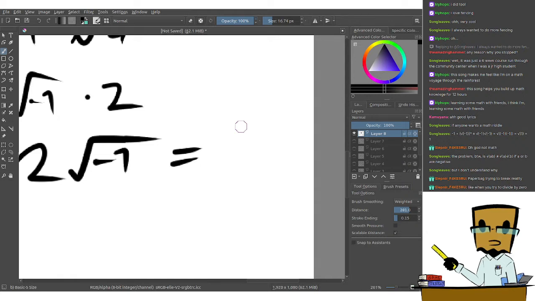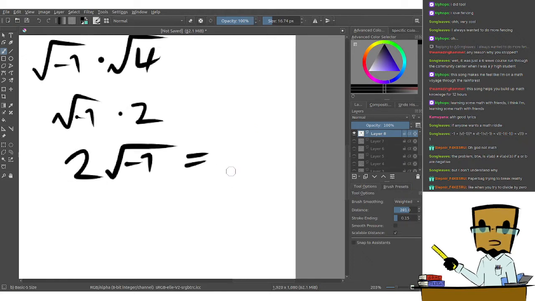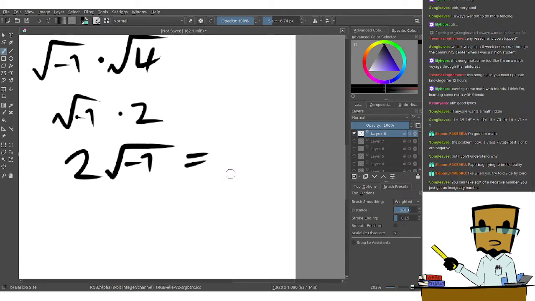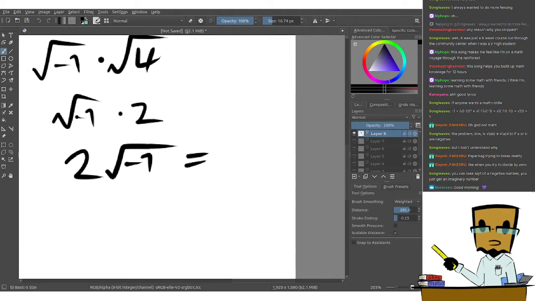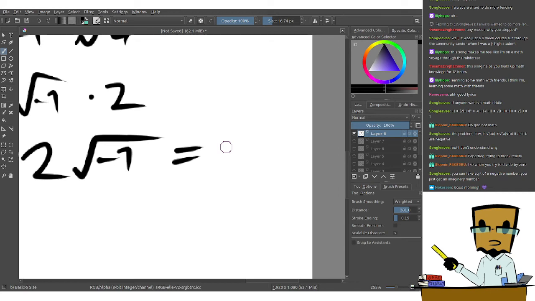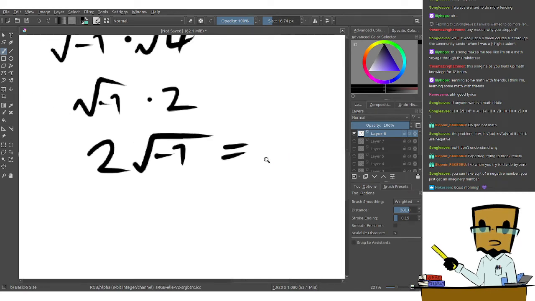Like when you try to divide by zero. Dividing by zero is a little bit different, because zero in math isn't really a number, it just represents a blank spot. You can add or subtract nothing easily enough. If you have nothing and you divide something, then you get nothing. The square root of a negative number, you just get an imaginary number, exactly.